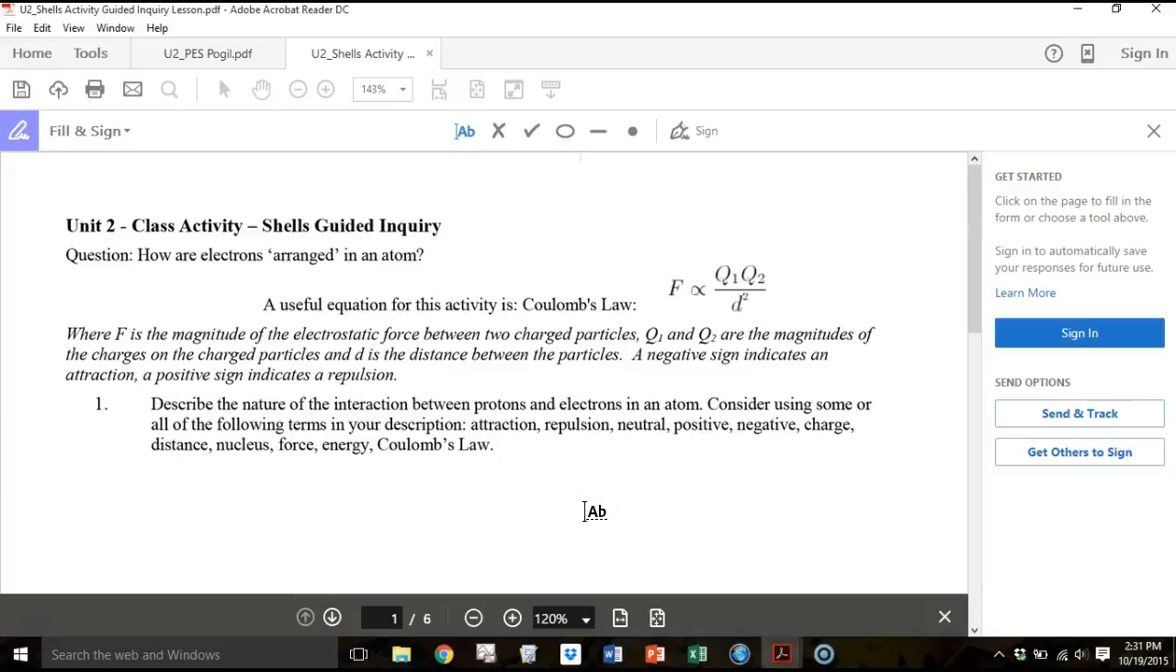All right, this is the Unit 2 Shells Guided Inquiry activity, and I just want to touch on some of the basic takeaways that we should have from this. Because again, the objective of this activity is to get us looking at Bohr's idea of energy levels and how that applies to what the electrons are doing in the atom.